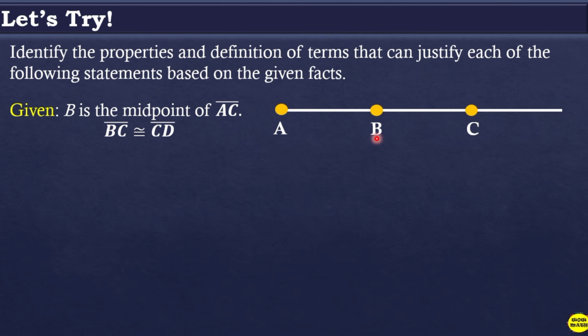Now, based rin dito sa given natin, si BC ay congruent to segment CD. Okay? So, magkakreate tayo ng isa pang point. Now, ang sabi, since si BC ay congruent kay CD, dapat kapareho nito yung sukat niya kasi congruent. So, ibig sabihin, dito natin ilalagay si point D. Okay? So, BC is congruent to CD.